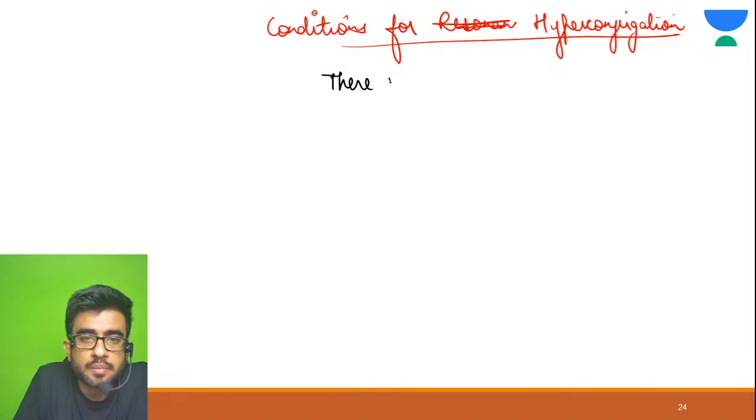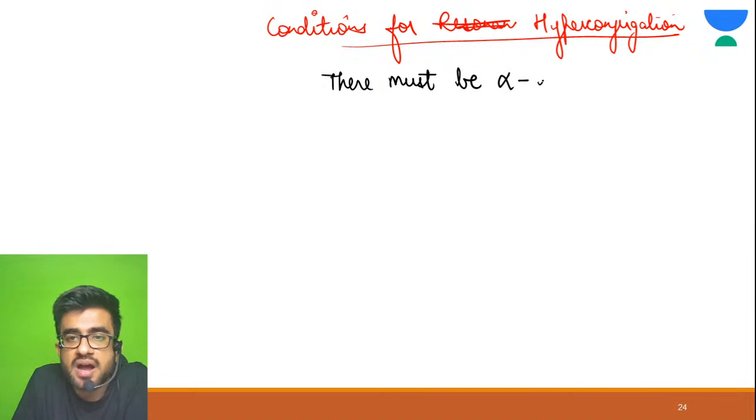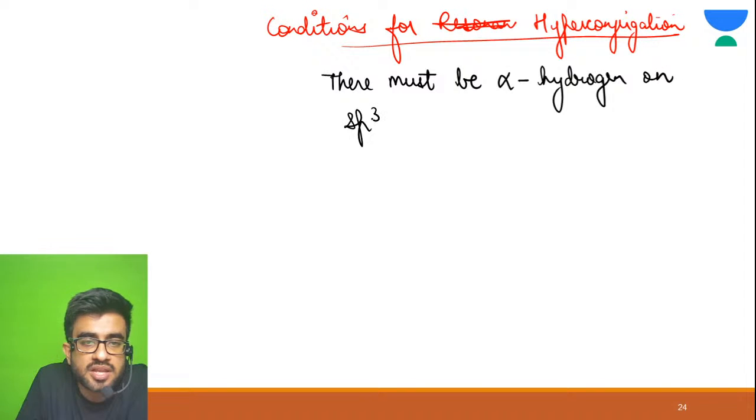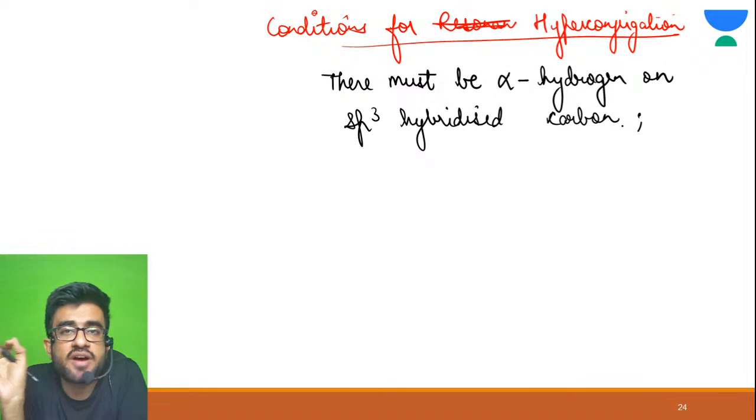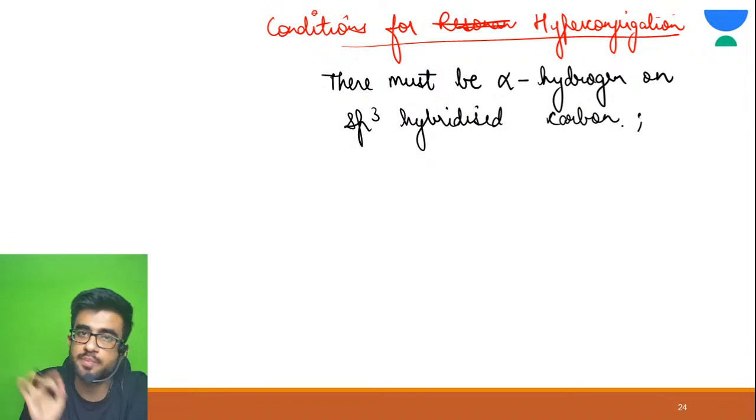There must be alpha hydrogen on sp3 hybridized carbon. If there are alpha hydrogen on sp3 hybridized carbon, hyperconjugation is possible. Let me explain this to you.